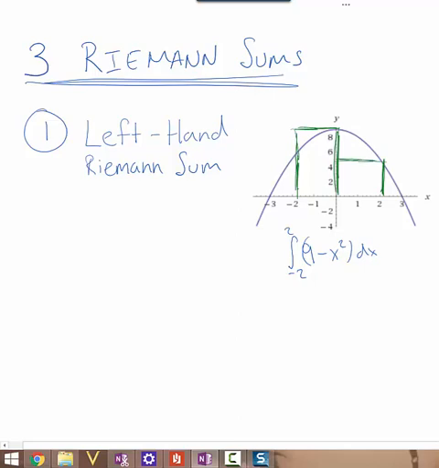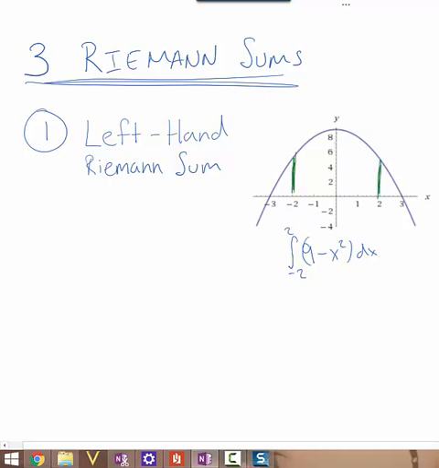And then there's actually going to be a third option, which is we're going to make the rectangles starting from the middle and going out in both ways. And so that's kind of the 3 Riemann sums. So for the left Riemann sum, we're always going to start on the left side.